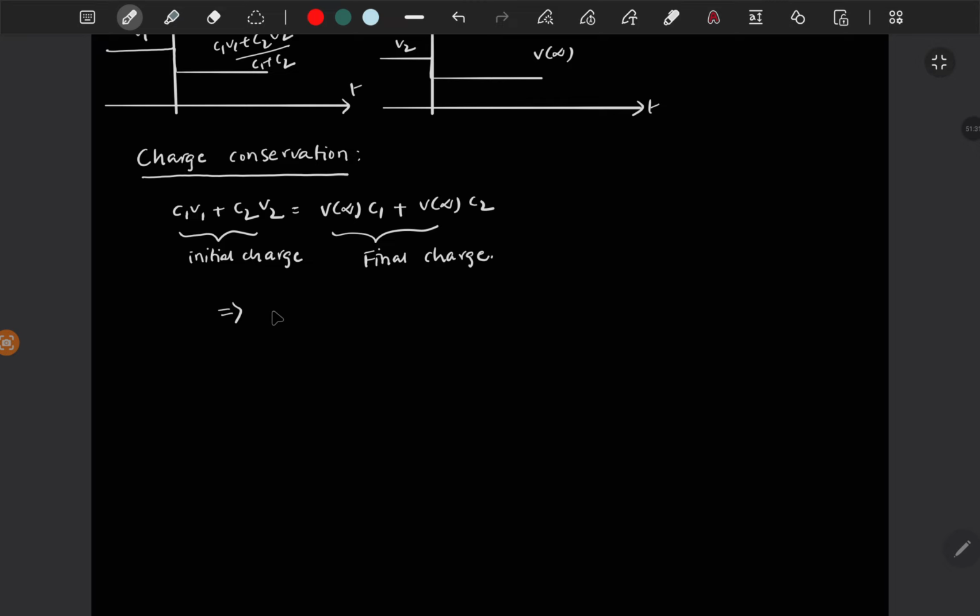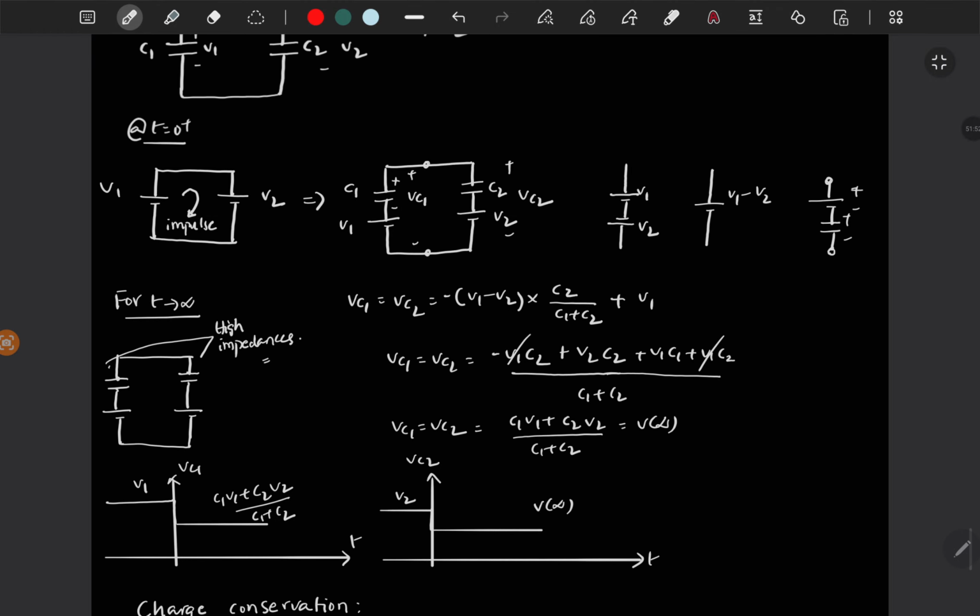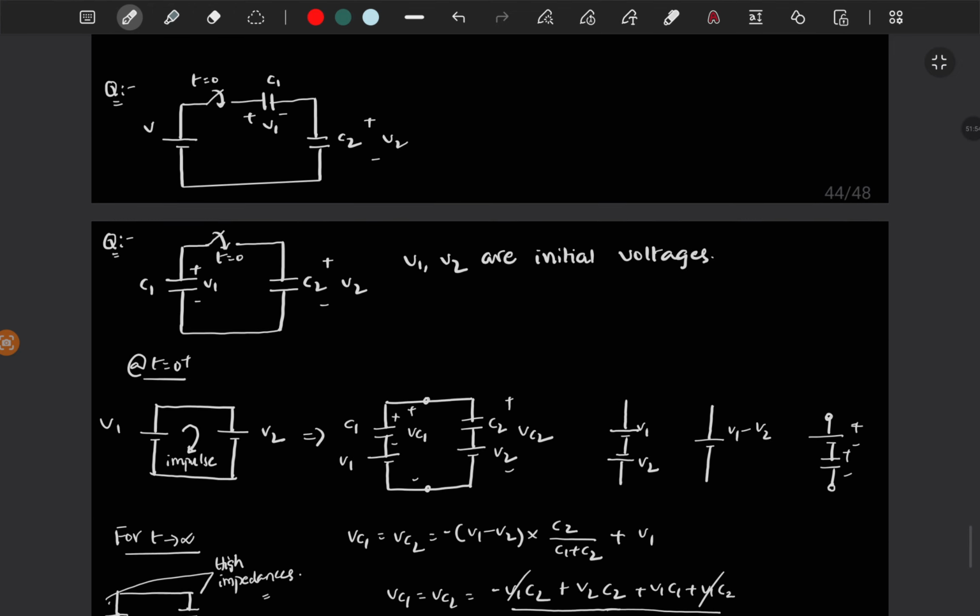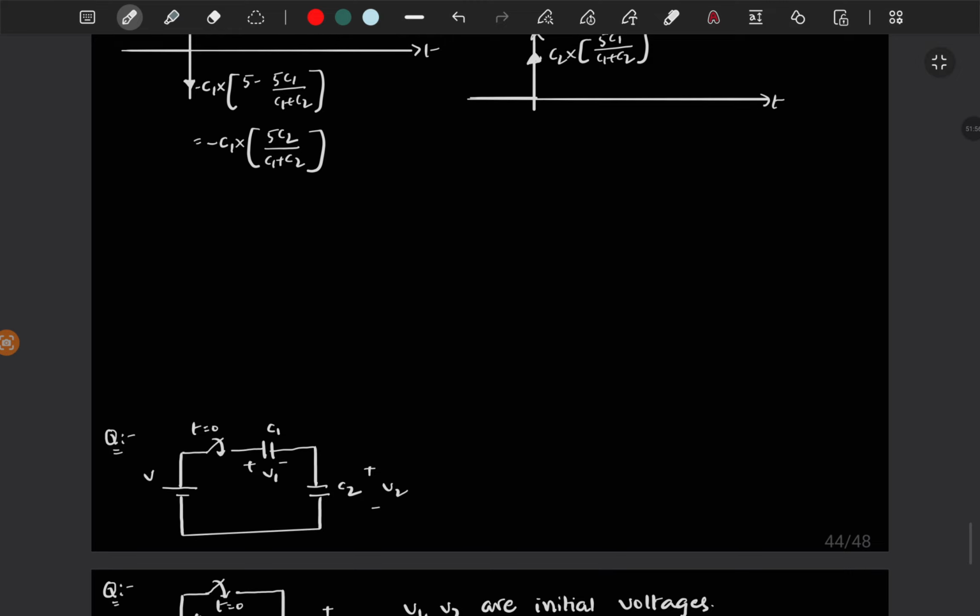If you solve this, you will get V of infinity is equal to C1 V1 plus C2 V2 by C1 plus C2. So this is how you will get the final voltage across both the capacitors. Now we will solve this circuit.